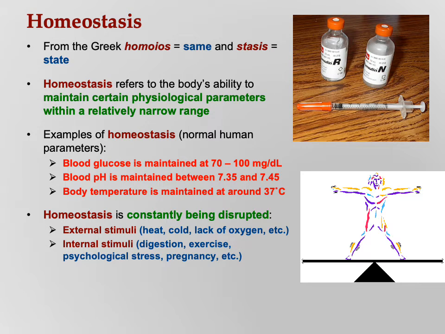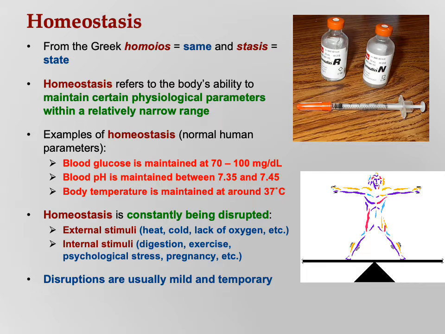Internal stimuli, so digestion. When you eat a big meal, suddenly you've got tons of glucose in your blood. Well, that's not good, so you secrete some insulin to get the glucose out of your blood. When you exercise, your body temperature goes up. You've got to cool it back down. Psychological stress can raise blood pressure and so on. That's why people talk about coping with stress. It's more important than you think. Stress is a killer. And pregnancy. Oh my God, you've got this little parasite growing inside of you, stealing your nutrients. Yeah, that's going to put you out of homeostasis.